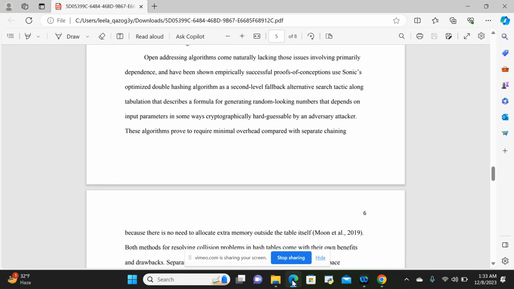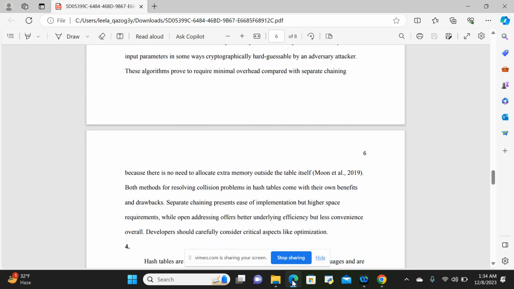Alternatives such as tabulation hashing, which describes a formula for generating random-looking numbers that depend on the input parameters, in the same way are cryptographically hard for adversaries to guess. These algorithms provide the required minimal overhead compared with separate chaining.